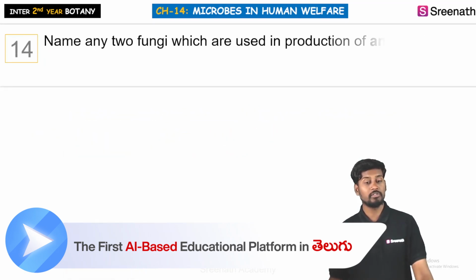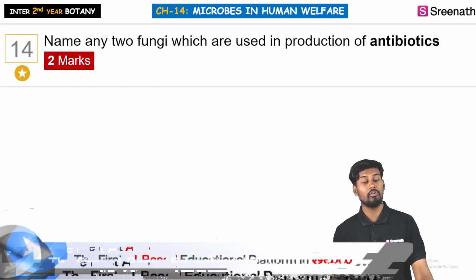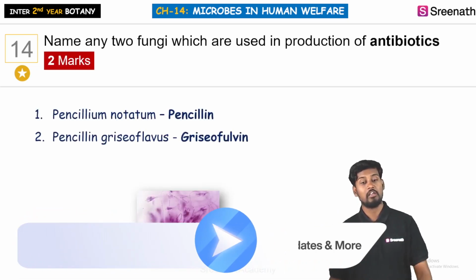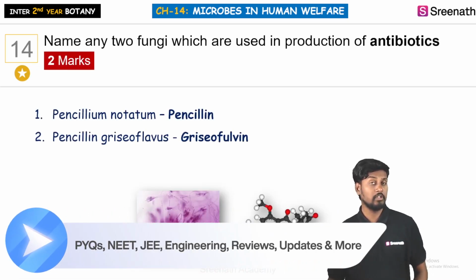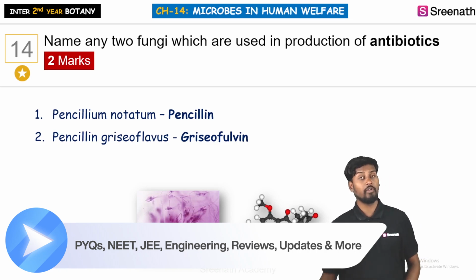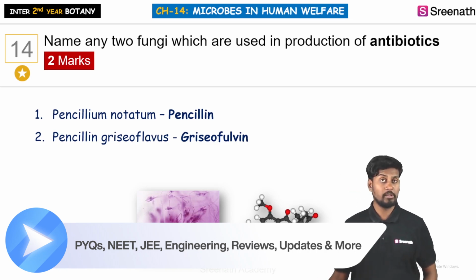So the 14th question is: name any two fungi which are used in the production of antibiotics. So Penicillium notatum is the one involved in the production of penicillin, and the next one, Penicillium griseofulvum, is the one involved in the production of griseofulvin.